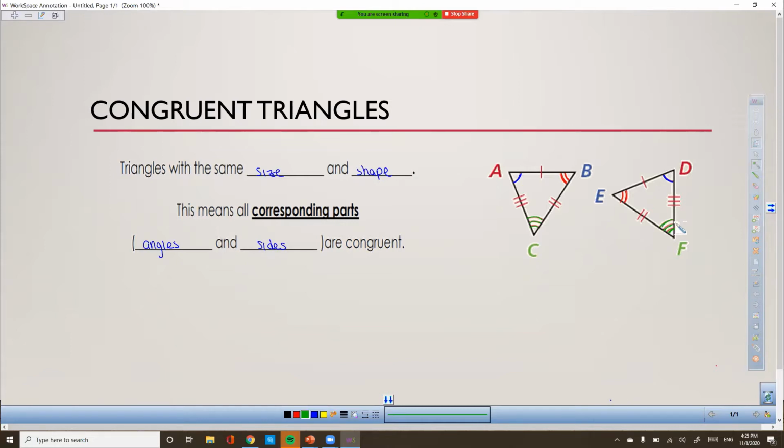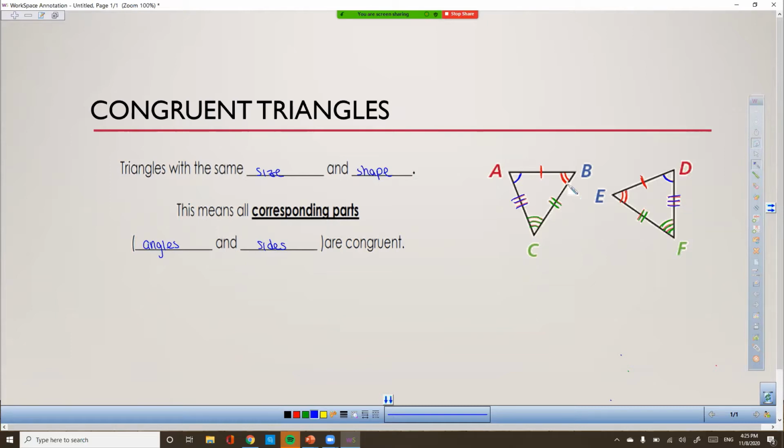And they also give you information on the sides. They tell you the first side here with one tick mark, side AB, is congruent to side ED. This one has two tick marks, that means that side BC is congruent to side EF. And lastly, side AC with three tick marks is congruent to side DF. Since all the angles and all the sides are congruent to each other, that means that these two triangles are congruent.